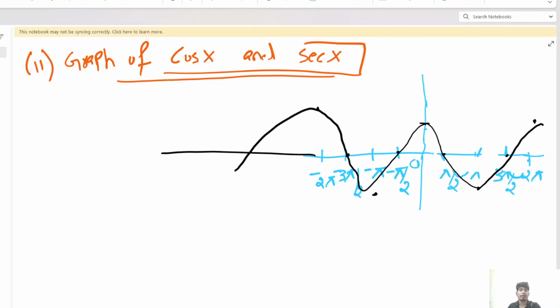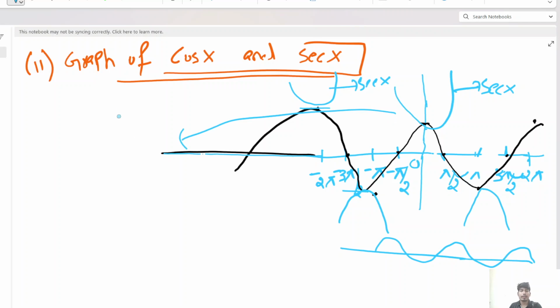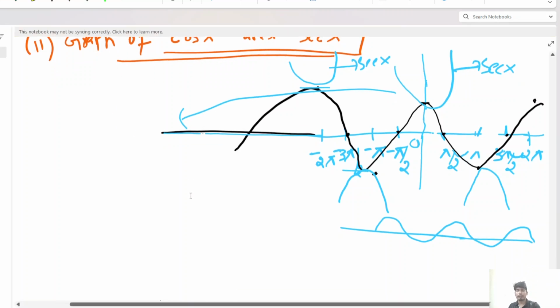This is the graph of the cos function, and these are the graph of secant x, okay. You can see the upper value and lower value. So this is the graph of cos x and secant x. Then we have a third one, the graph of tan x and cot x, okay.